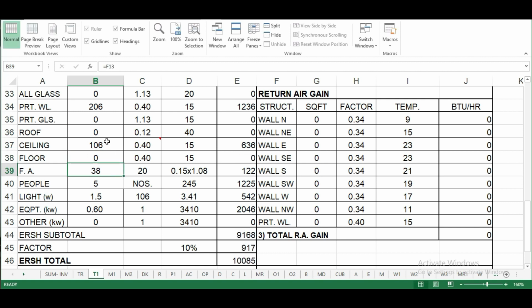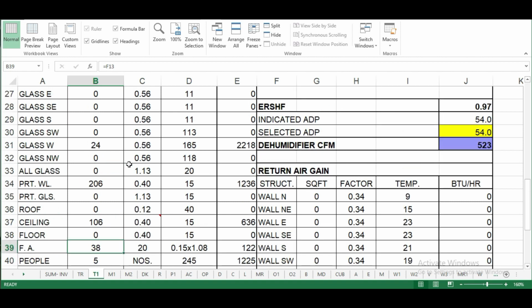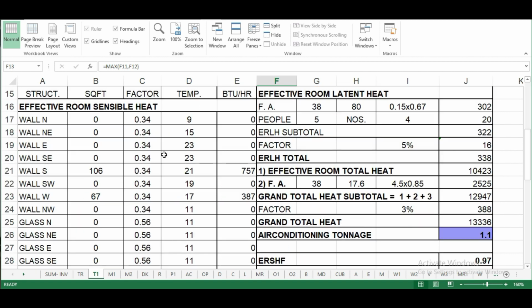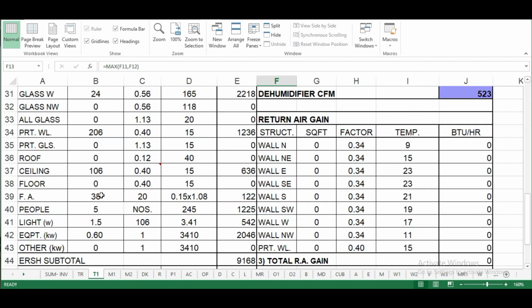Next is fresh air. Here we have already calculated what fresh air is required for our project, that is 38. So automatically it comes to 38 over here. You don't have to do anything in fresh air. And the people also you have considered before, that is 5 people, so it can directly come here as 5.